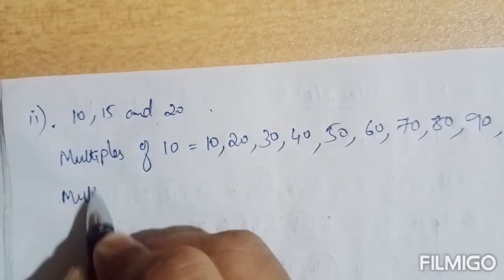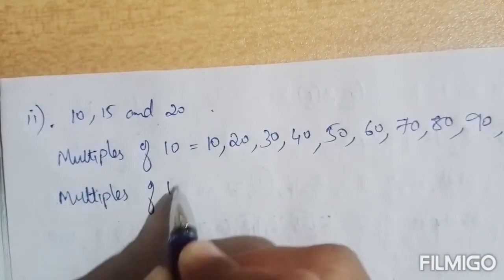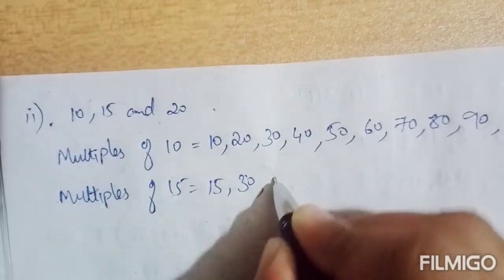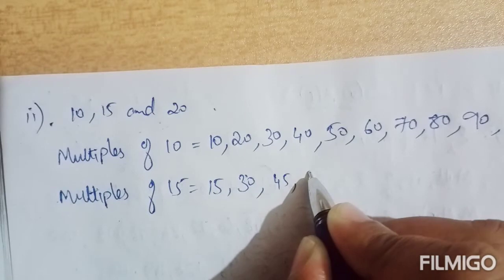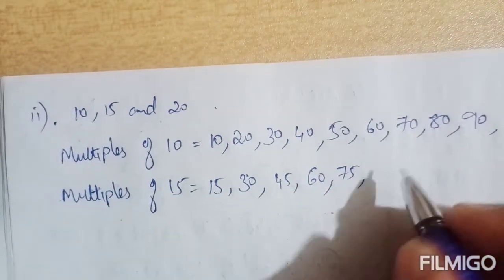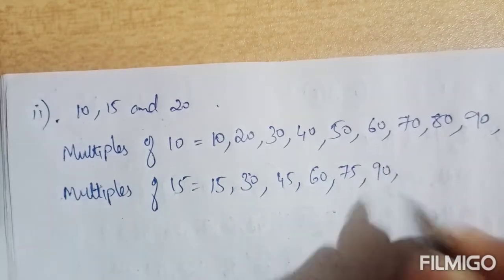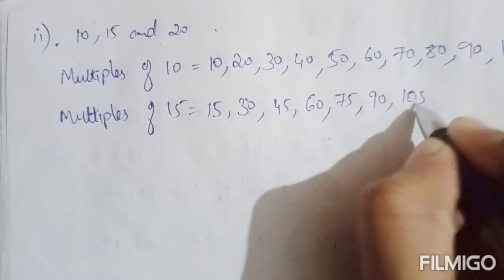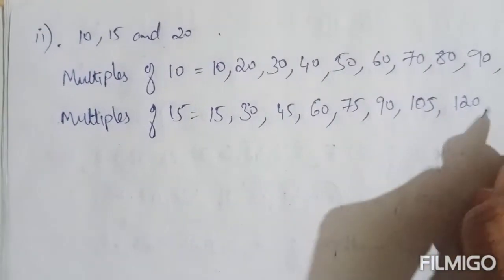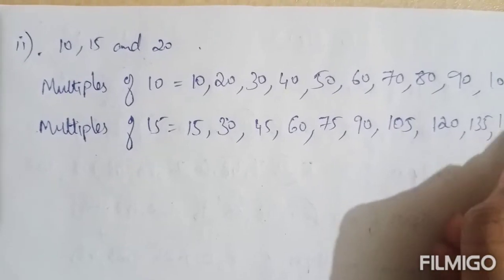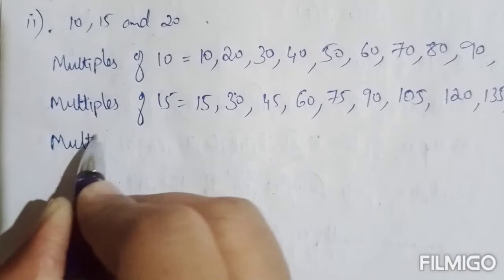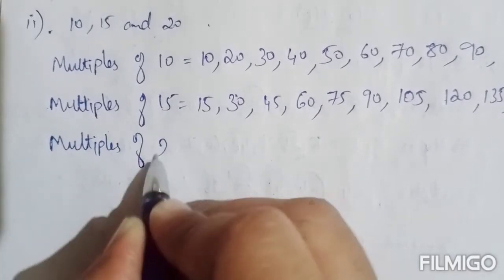Next, let us write the multiples of 15. 15 into 1, 15, 15 into 2, 30, 15 into 3, 45, 15 into 4, 60, 15 into 5, 75, 15 into 6, 90, 15 into 7, 105. 15 into 8, 120. 15 into 9, 135. And 15 into 10, 150. Okay. Then last, let us write the multiples of 20.